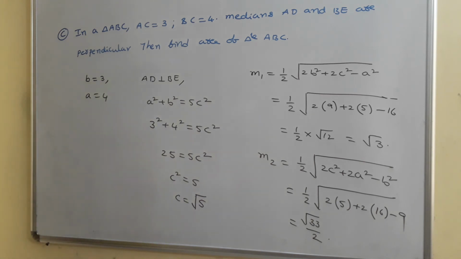Okay, just have a look. Is there anything wrong? m2 is half root of 2c square plus 2a square minus b square, right? Okay, that's good.